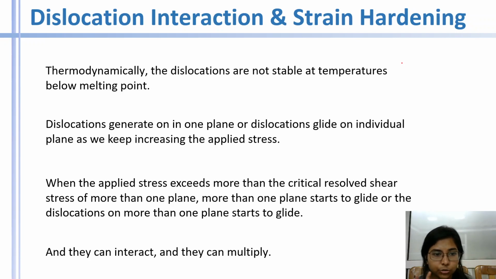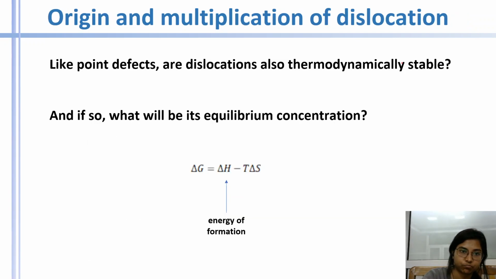We will learn that. So what we know is that dislocations generate in one plane, or glide on individual planes, as we keep increasing the applied stress. When the applied stress exceeds the critically resolved shear stress of more than one plane, then more than one plane starts to glide, and then the dislocations can interact, and the dislocations can multiply. Okay, so that is the origin and multiplication of dislocations.